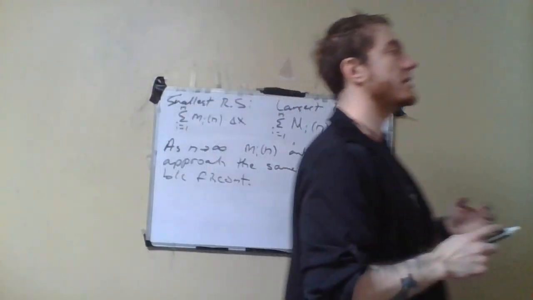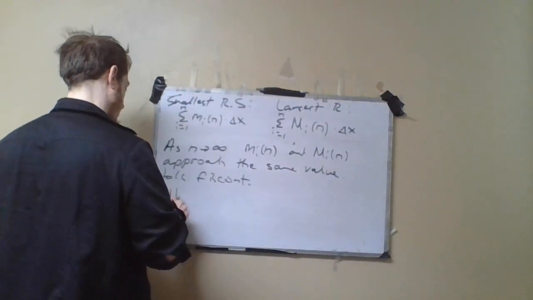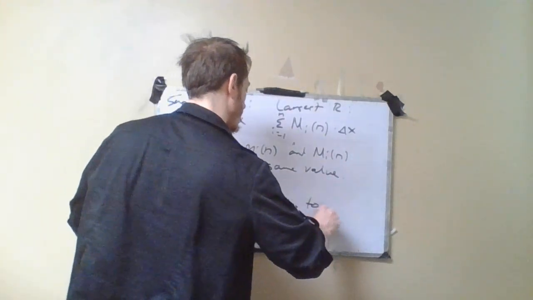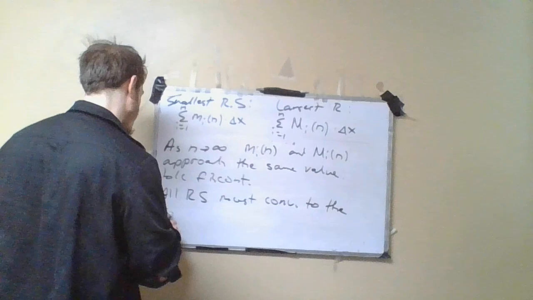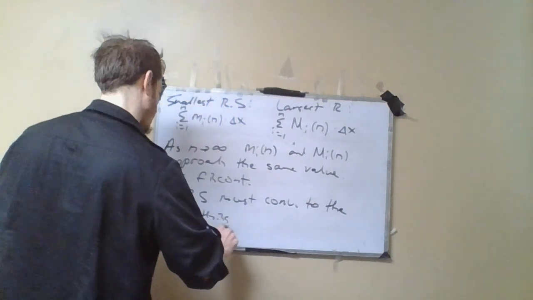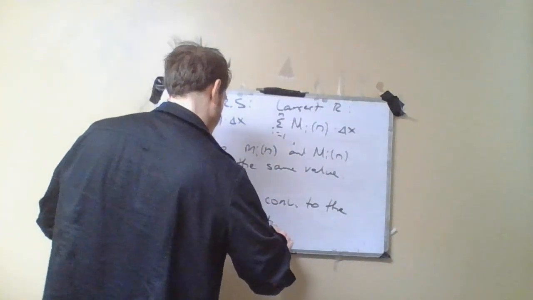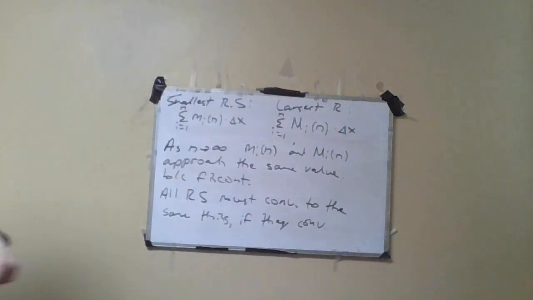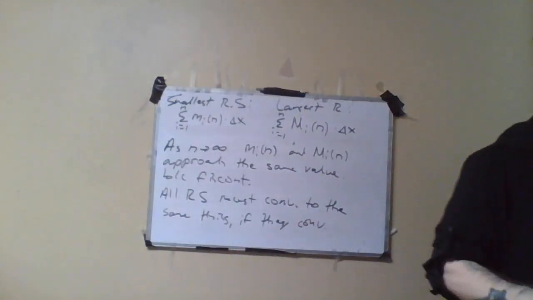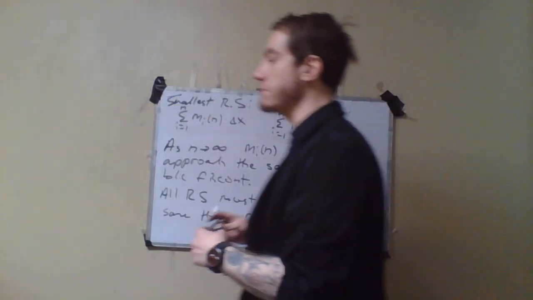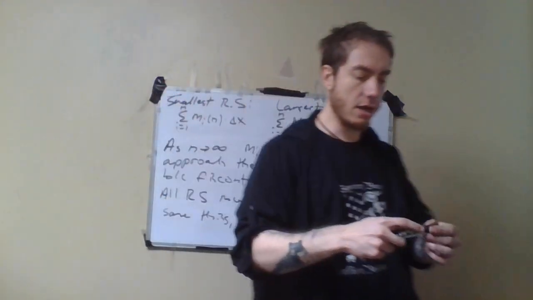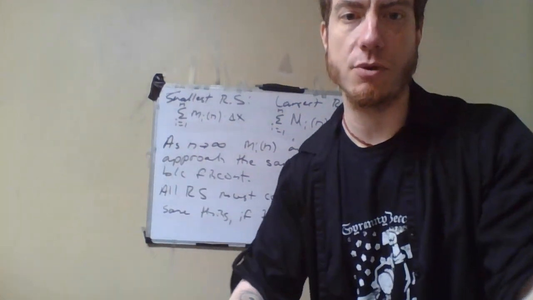And what this shows us is that all Riemann sums must converge to the same thing if they converge at all. So this is a really good thing. It tells us that for continuous functions, assuming the Riemann sums converge, they've got to converge to the same thing no matter what. Give me one second as I check through here something.